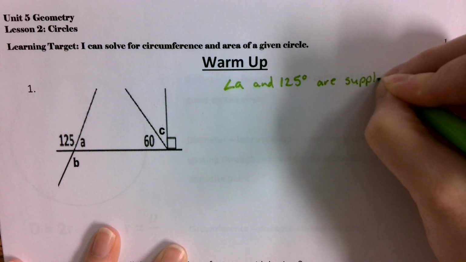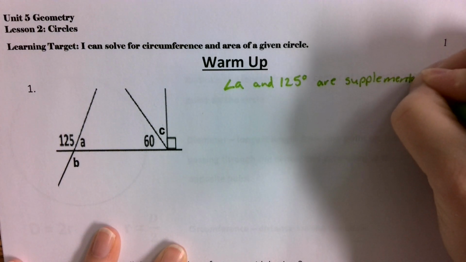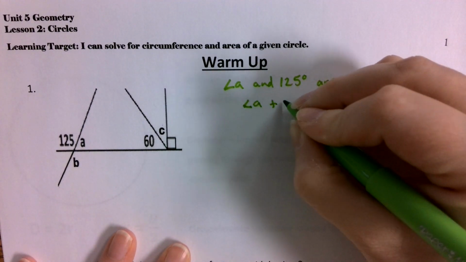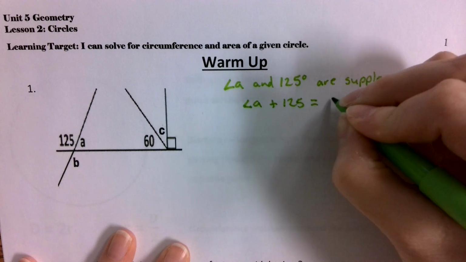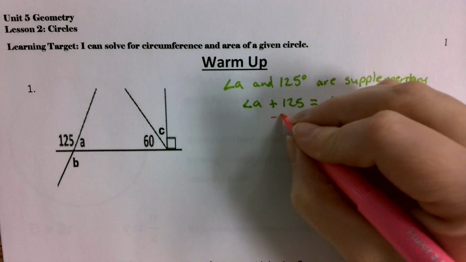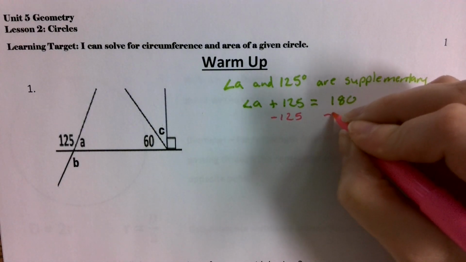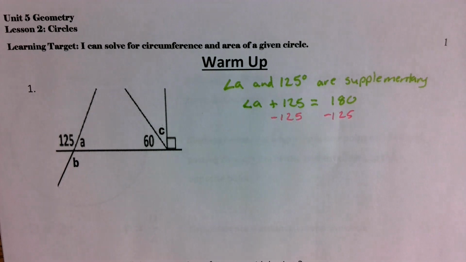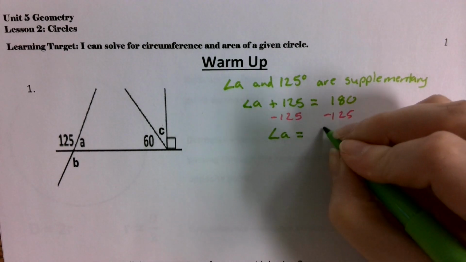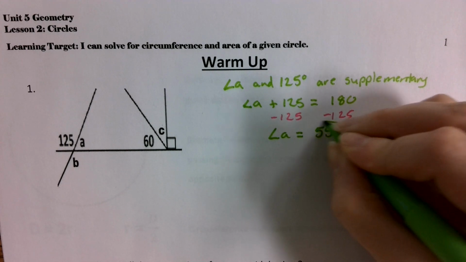That means we can set up an equation to solve by doing angle A plus 125 is equal to 180 degrees. Then we can solve by doing the inverse operation, which is to subtract 125 from both sides. So you should have gotten that angle A is equal to 55 degrees.